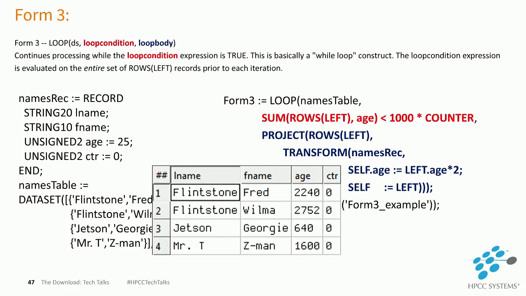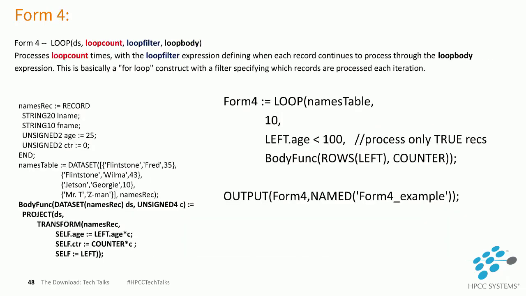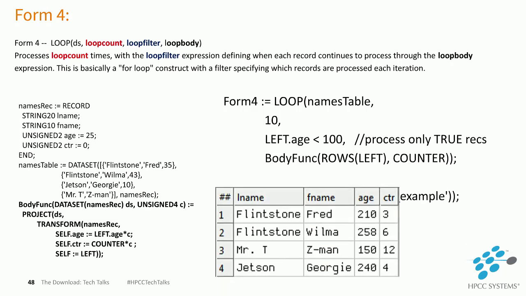All right. Again, interestingly, the counter is 0 right now because we're not really doing anything with that counter parameter, but I'm going to show you something interesting as we get into these last 3. Form number 4 now combines loop count and loop filter. So we have a hard-coded loop set in form number 4 of 10. The filter only processes records whose age is less than 100.